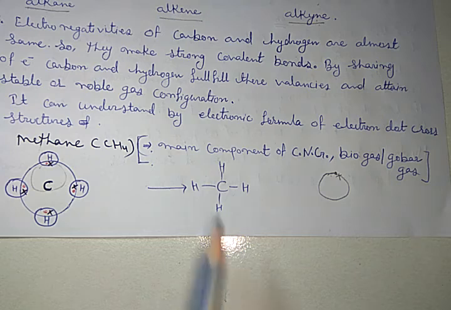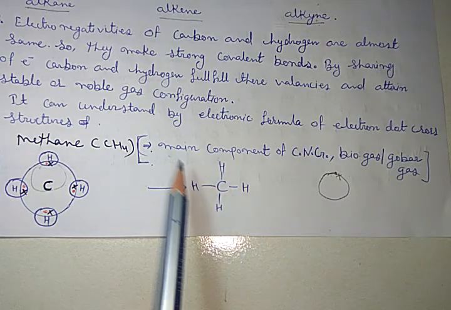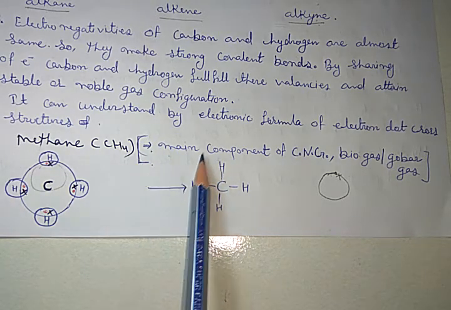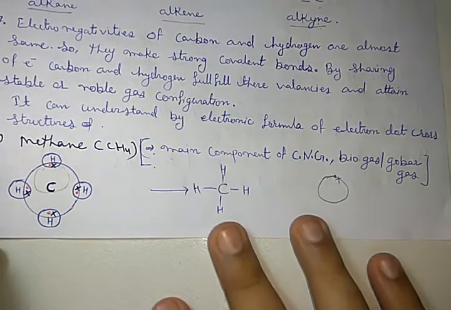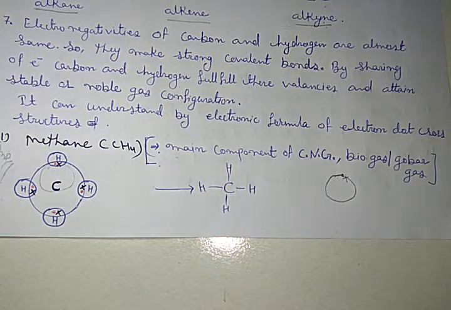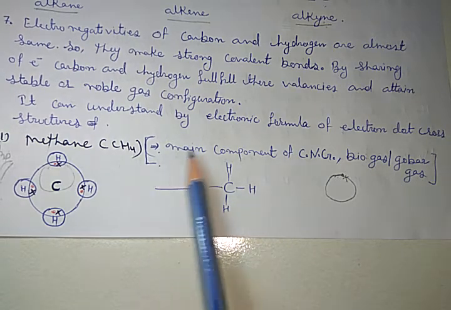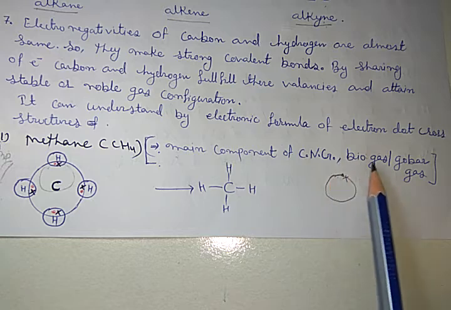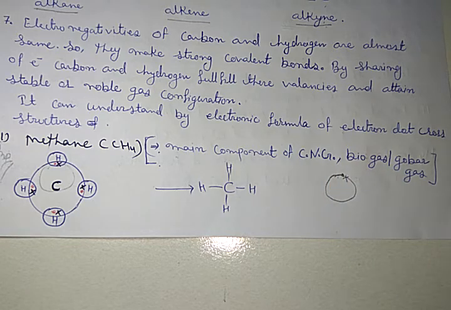These lines are in chapter 12. Methane is the main component of CNG. It is very, very important for us in general exams. In exams, generally this question is asked: make the electron dot cross structure of methane. Or sometimes it can ask: write the dot cross structure of the main component of CNG, or biogas, or gobar gas.